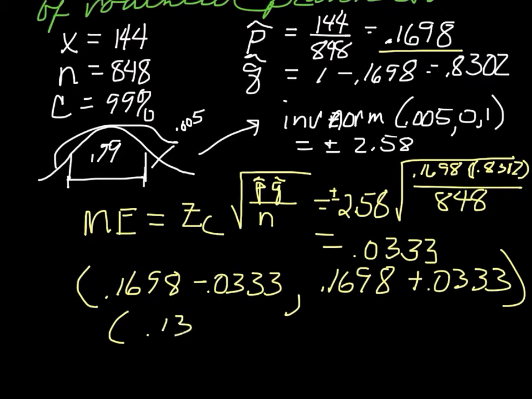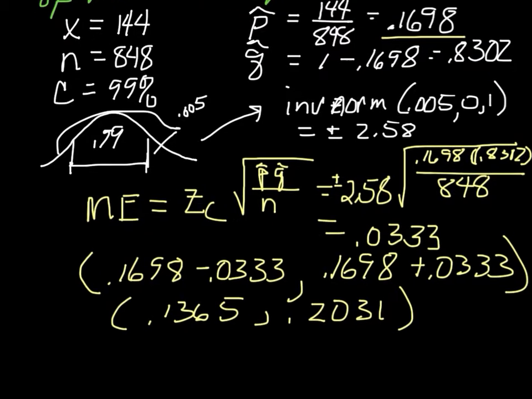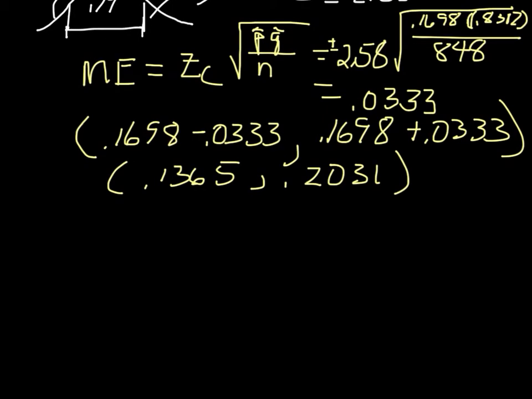first 0.1365, and the second one is going to be 0.2031. Now, since these confidence intervals are always qualitative and they're always a proportion, what that means is that each one of these confidence intervals is really a percentage of the total.